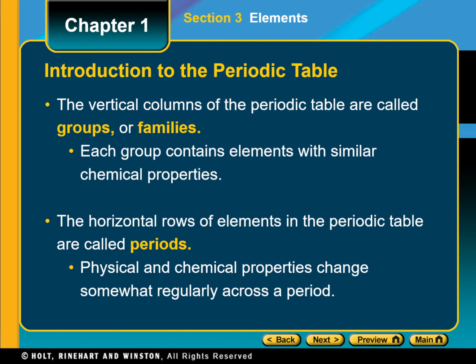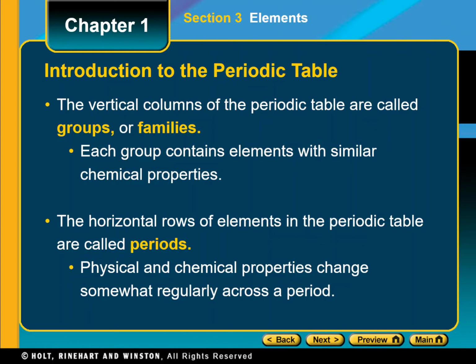The vertical columns of the periodic table are called groups. The elements in a group are referred to as a family. As you examine the periodic table, you will notice that the groups are numbered from 1 to 18, from left to right. Each group contains elements with similar chemical properties.